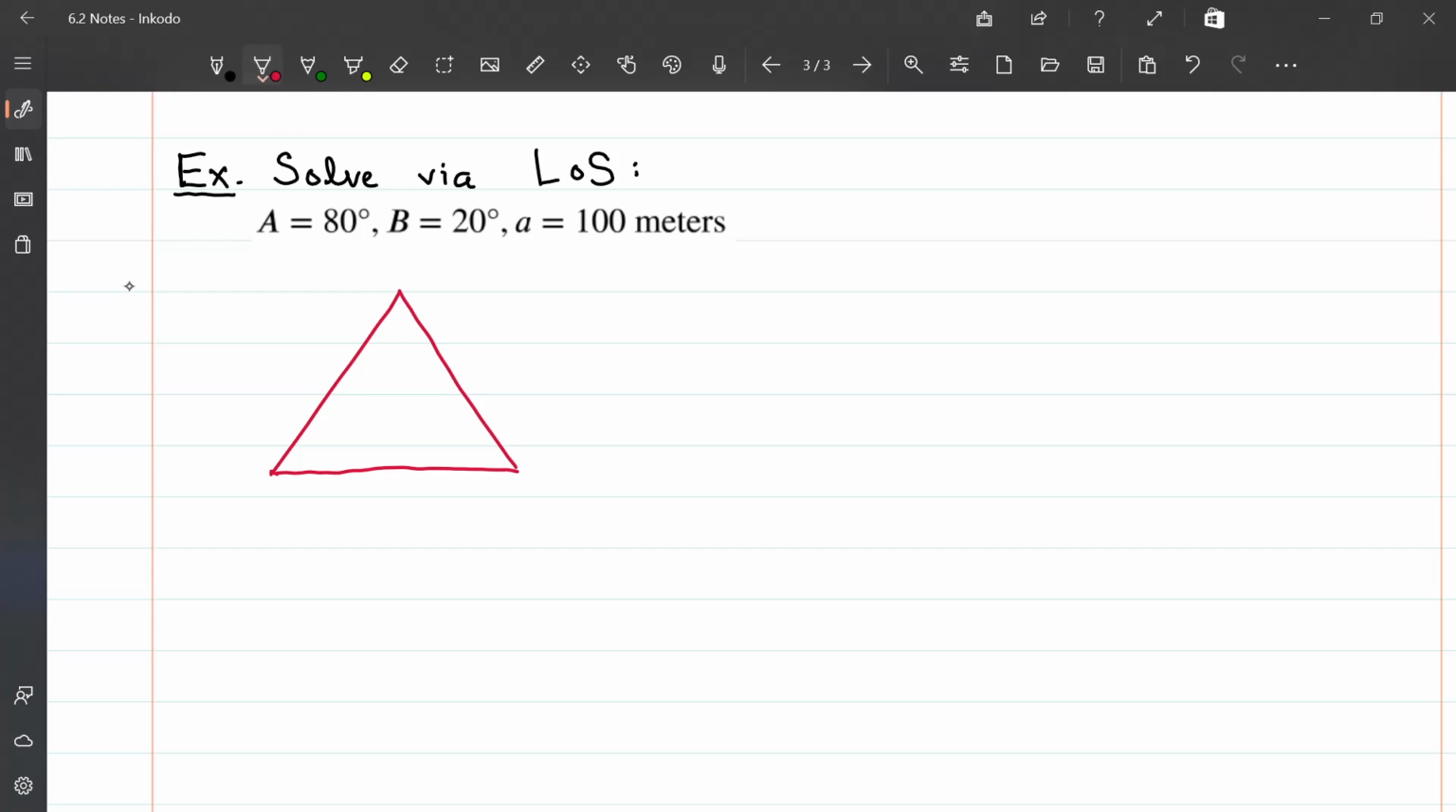So let's see. Just for giggles, I'm going to put A down here like this. I know that's not where it's supposed to go, but I'm doing it because I'm a rebel. And this is 80 degrees. And then up here will be B, and that's 20 degrees. And then we have little a, which of course would be over here, and it is 100 meters. I'll put the M underneath. Of course, this tells us that the angle C is over here, and the side little c is over here.